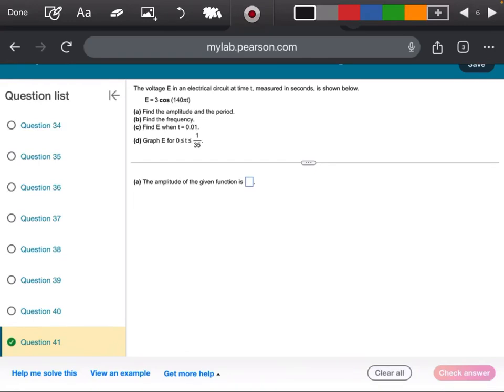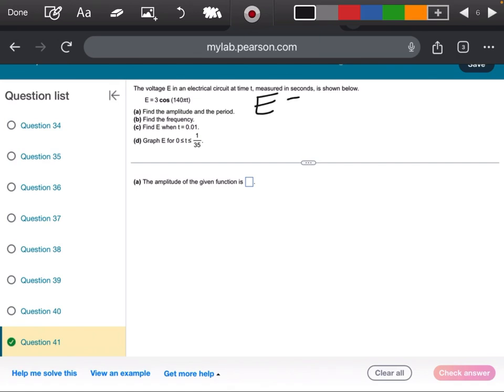Now, this is problem number 41. This is out of the review. This is number 41. And the question says, the voltage E in an electrical circuit at time t measured in seconds is given by. Okay, so y'all, they give us an equation here.